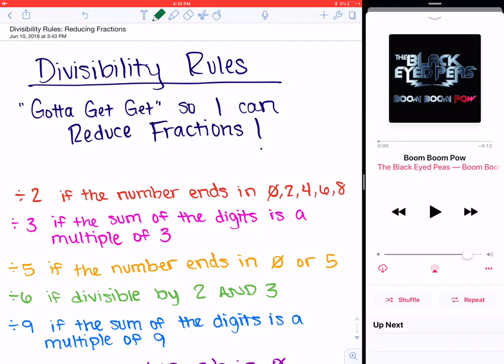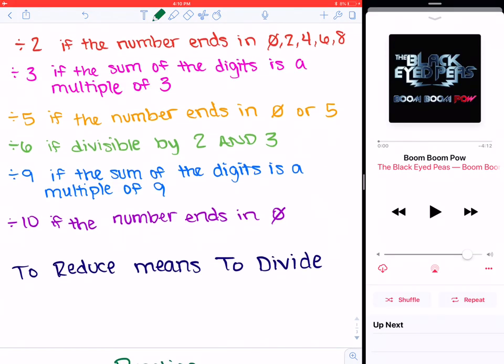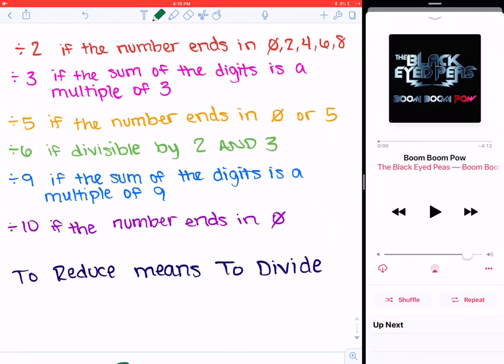If I can divide evenly by 2 and 3, I might as well divide by 6 because then I don't have to reduce multiple times. If the sum of my digits is a multiple of 9, then I can divide by 9. So just like for 3, I have to add the digits that make up my number, and if they're a multiple of 9, I can divide evenly by 9. If my number ends in 0, I can divide by 10. And what we have to remember is to reduce means to divide.